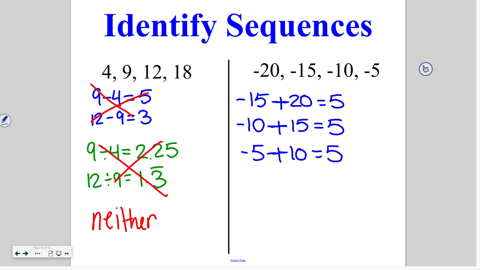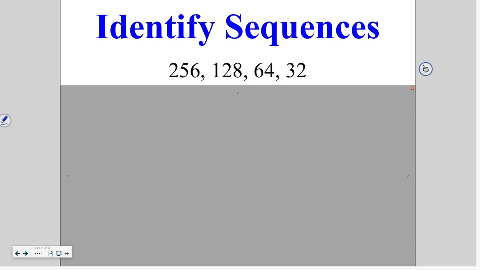Since we get the same value every time when we are checking with addition, this is going to be an example of an arithmetic sequence. Go ahead and try to identify this one on your own.